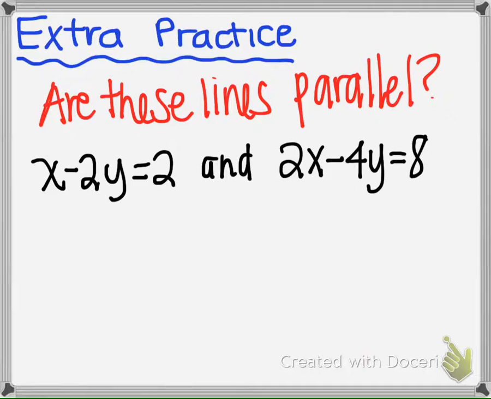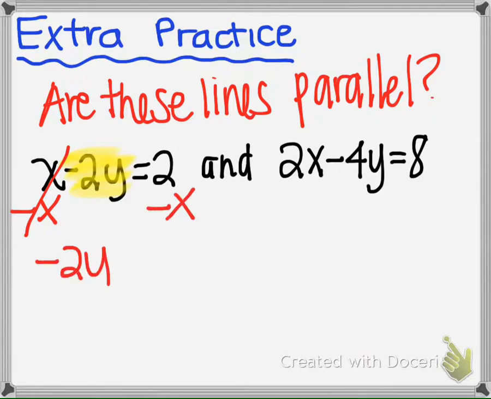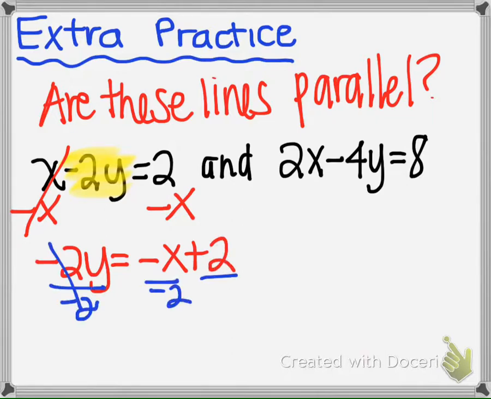Okay, then we're asked, are these two lines parallel? So to find the slope, we have to look in front of the x, but it has to be in y equals mx plus b form. So neither of these lines are in y equals mx plus b form, so let's practice that skill. Let's go ahead and get the y by itself. So we're going to subtract x. And then we're going to divide by -2. And we get y equals a negative divided by a positive.